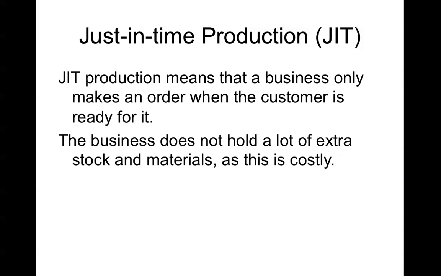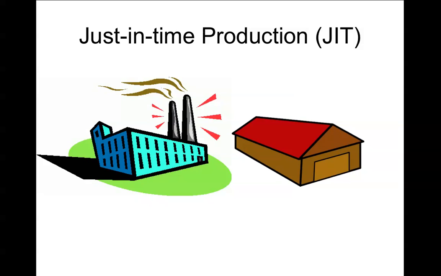The next thing that you're going to want to think about for efficiency is just-in-time production. What this means is that a business only makes an order when the customer is ready for it, and the business does not hold lots of extra stock of materials because this is costly. We're going to look at an example here for a typical business.